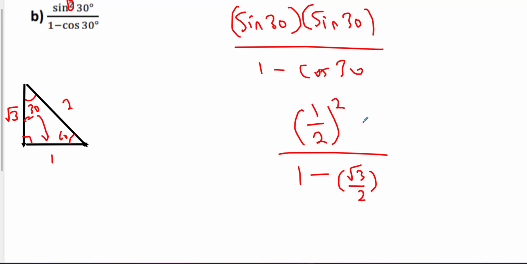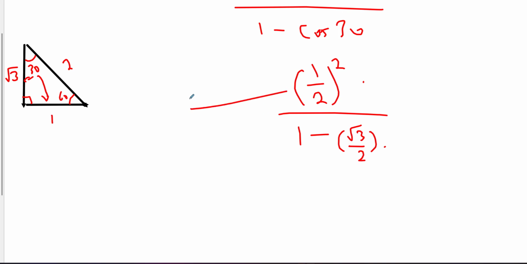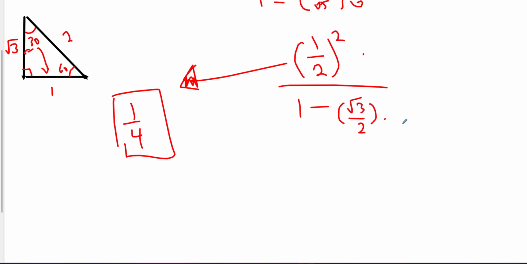So here we have a fraction in the numerator and a fraction in the denominator. What I like to do is split this fraction up into two separate parts and try to figure out the numerator and the denominator separately. So here I have the numerator, and the numerator is just 1 over 2 times 1 over 2. That's just 1 over 4. This is my numerator. My denominator now is 1 minus root 3 over 2.